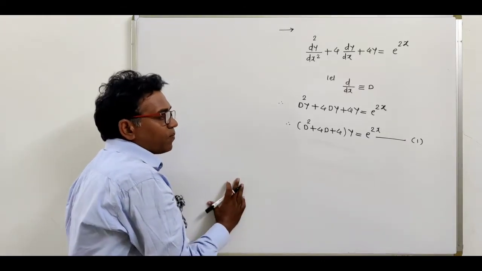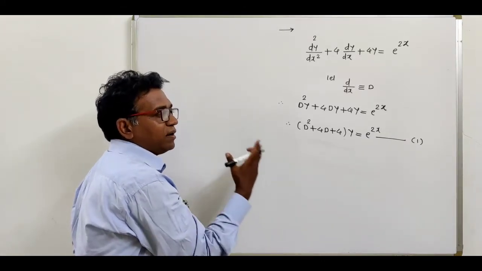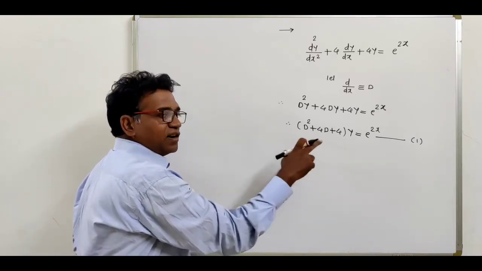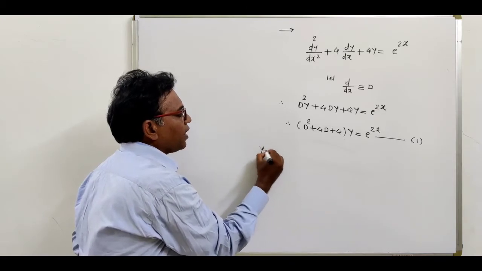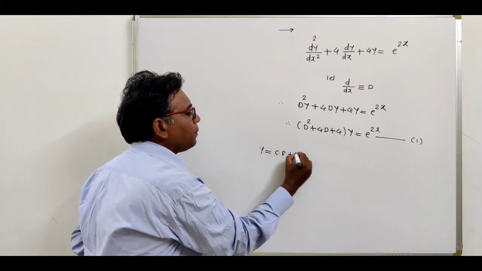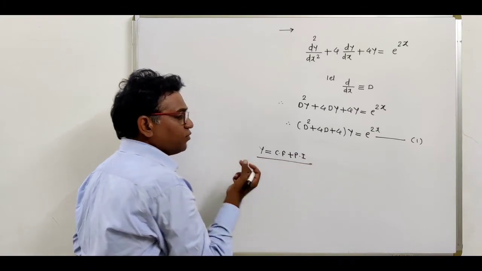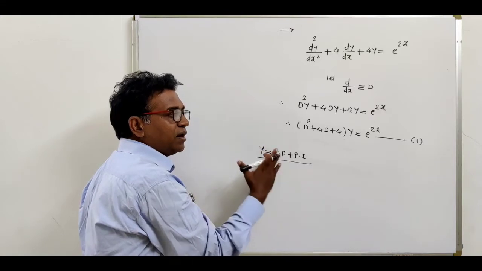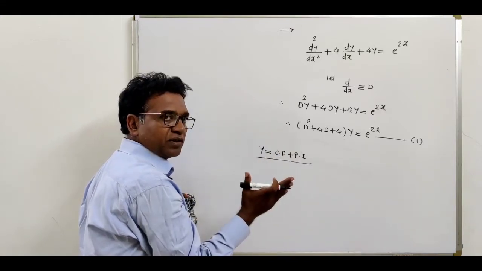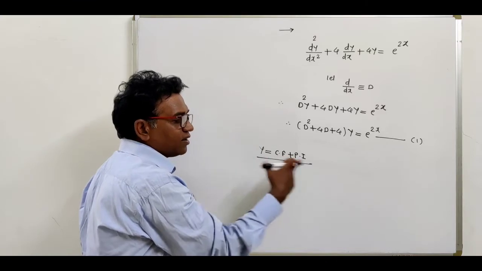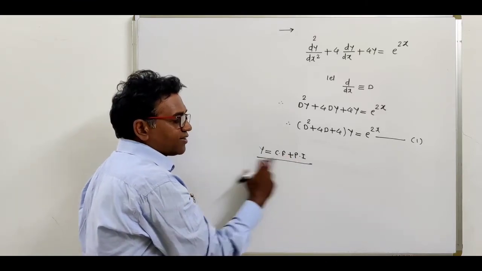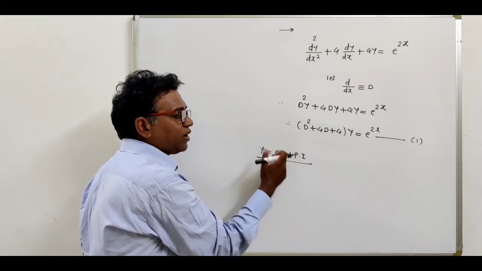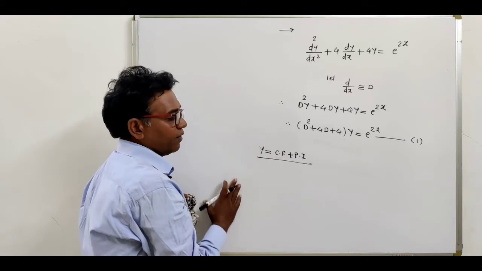Now the question is, how to solve the linear differential equation with constant coefficient? Its general solution is given by the formula complementary function plus particular integral. See, what is this pattern? If the given equation is a linear differential equation with constant coefficient, then this is the formula for finding the general solution. What is the general solution? It is given by the formula y is equal to complementary function plus particular integral.